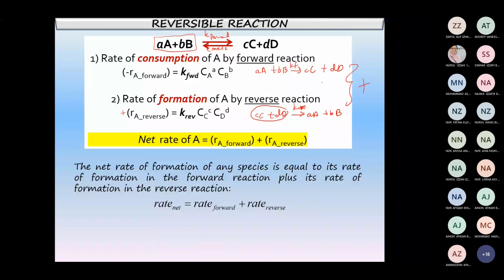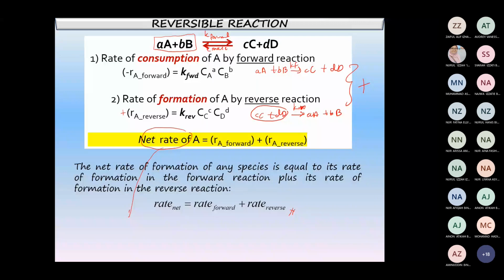So the net formation of any species is equal to its rate of formation in the forward direction plus its formation in the reverse direction. So the net rate would be this one: rate net is equal to rate forward plus rate reverse. Basically, this determines the difference in terms of the volume V.